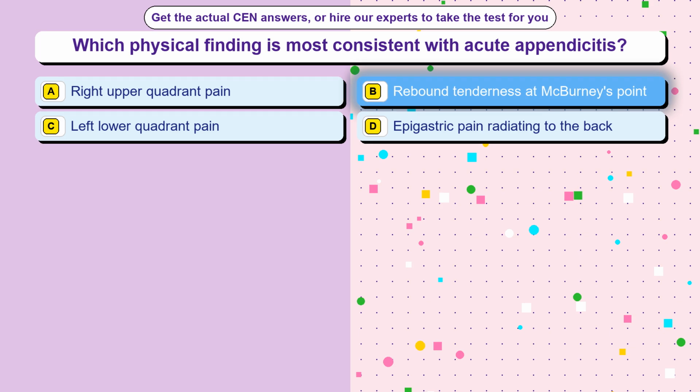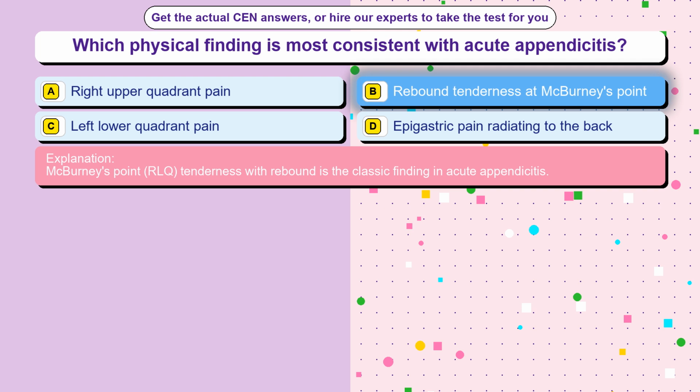The correct answer is Option B, rebound tenderness at McBurney's point. McBurney's point, RLQ, tenderness with rebound is the classic finding in acute appendicitis.